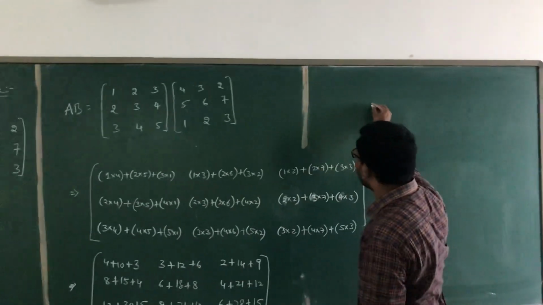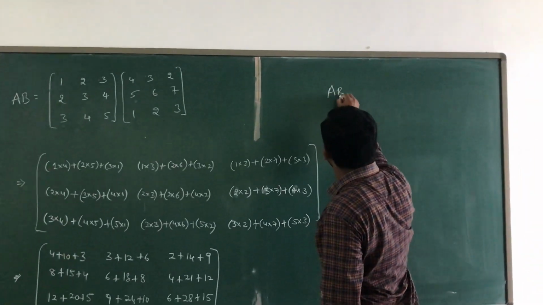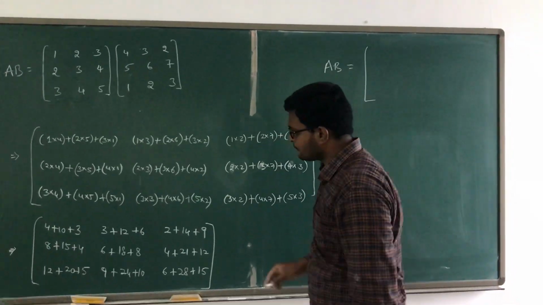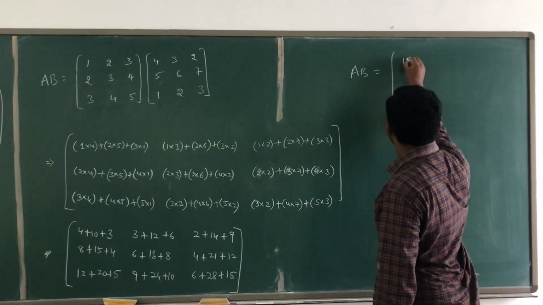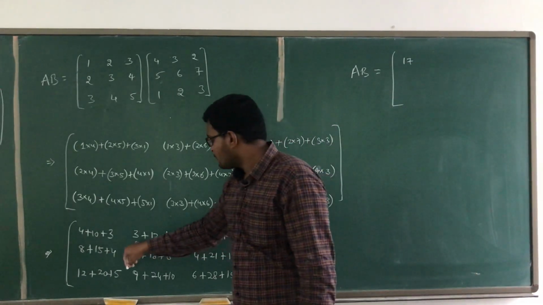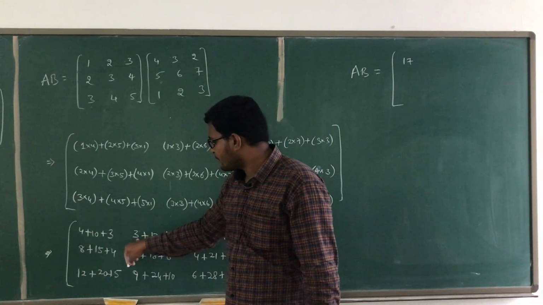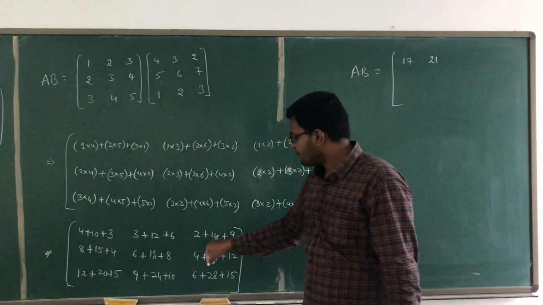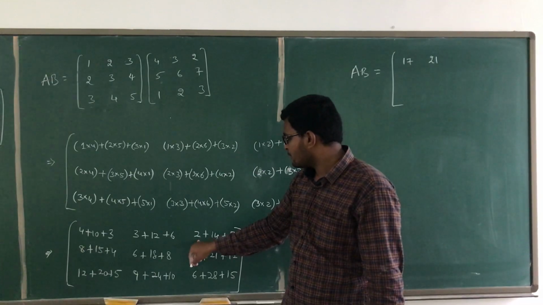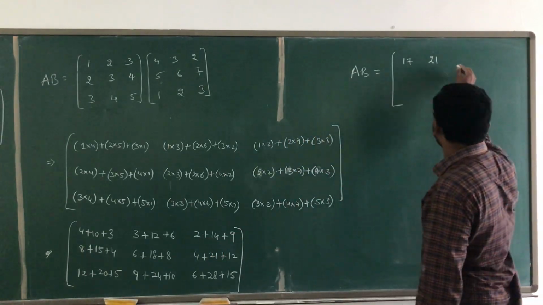AB. What are all these? AB. Therefore AB is equal to what you will get ultimately? 10 plus 4, 14 plus 3, how much? 17. Now 12, next step, 12 plus 3, 15. 15 plus 6, how much? 21. Next 14 plus 2, 16. 16 plus 9, how much? 25.